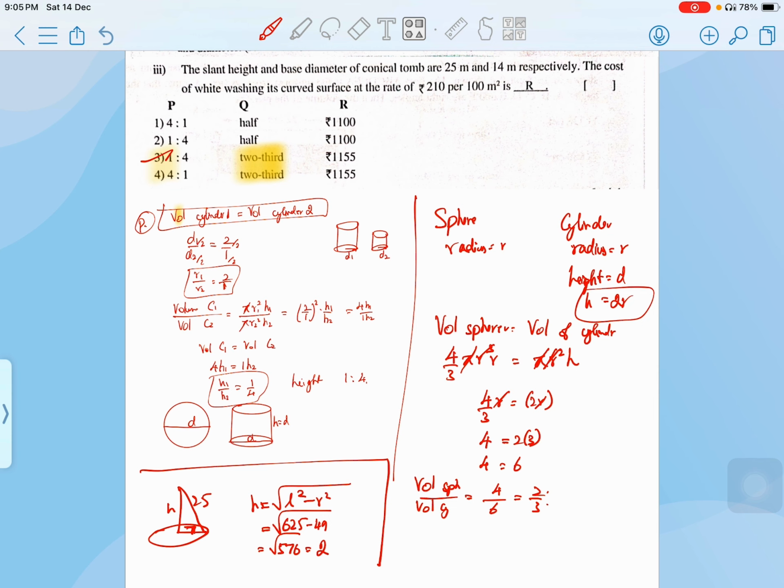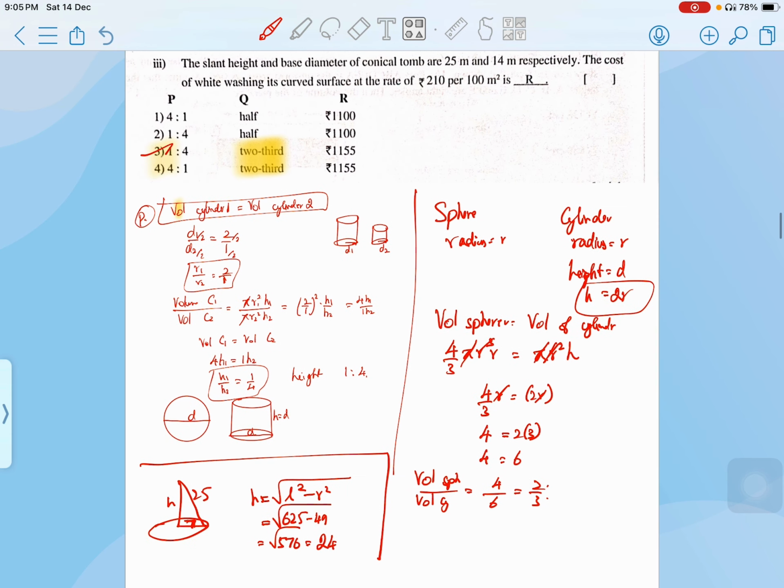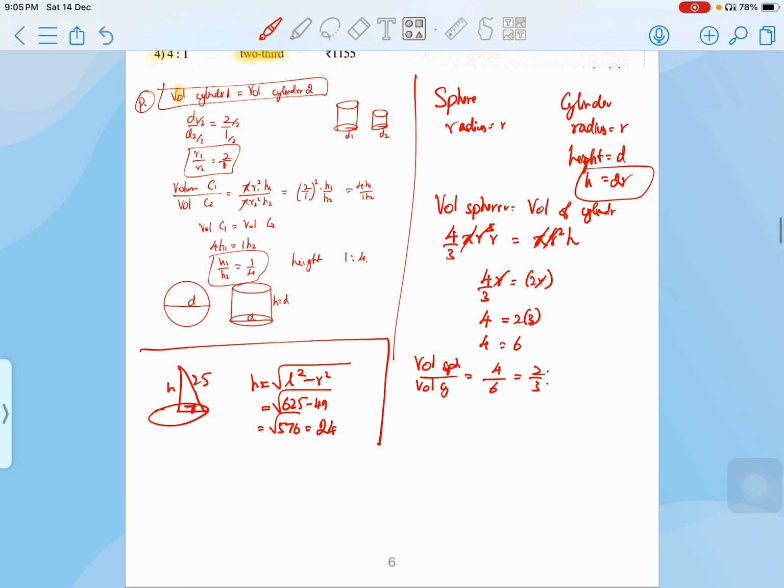576 will be there, so we take the square root. The square root of 576 will be 24. So you got the height. Now you can easily find the curved surface area, and per 100 meter square they are using the value; the cost is 210 rupees. So CSA, what is the CSA formula?